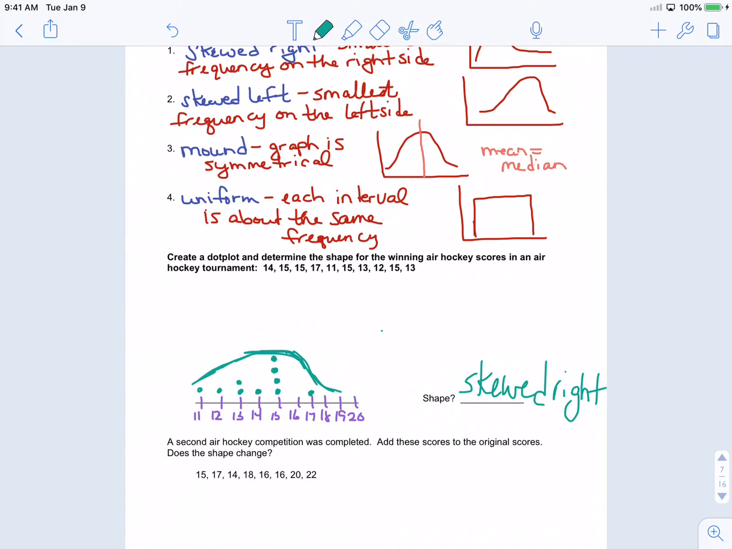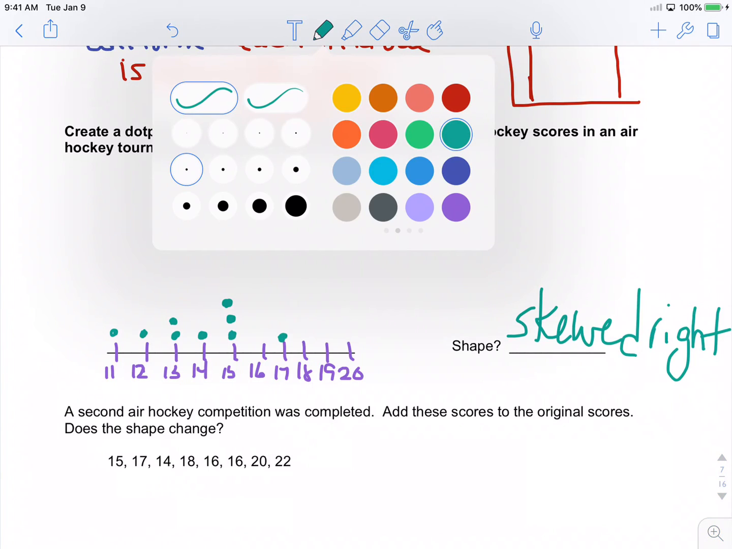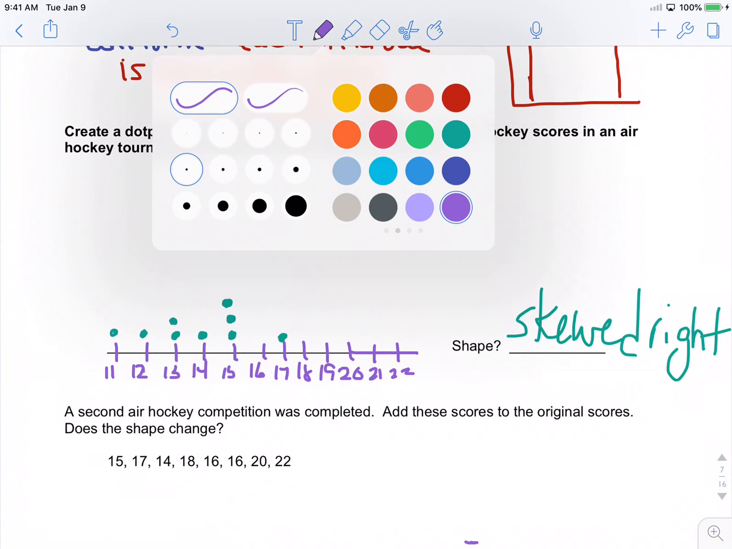So underneath, it asks us to go a step further. A second air hockey competition was completed. Add these scores to the original scores. Does it change the shape? So we're going to continue with our dot plot and add a couple more scores. I noticed these go up to 22, so I'm going to extend my line so that we can fit up to 22, and then continue to plot those points.